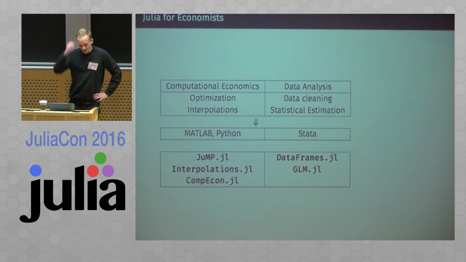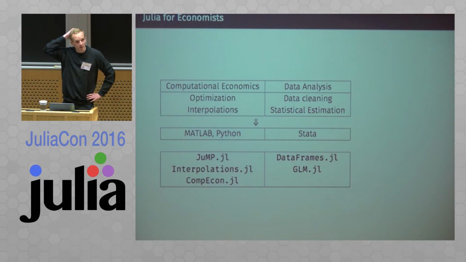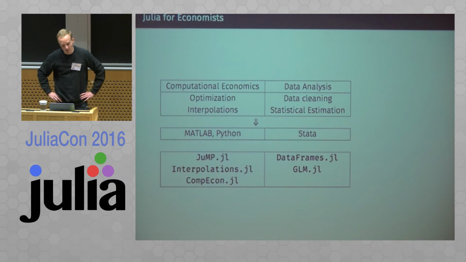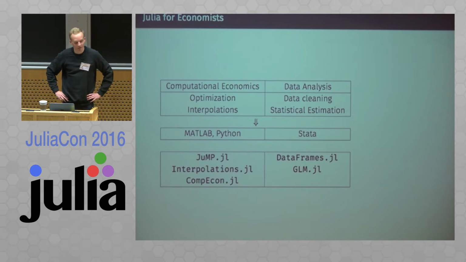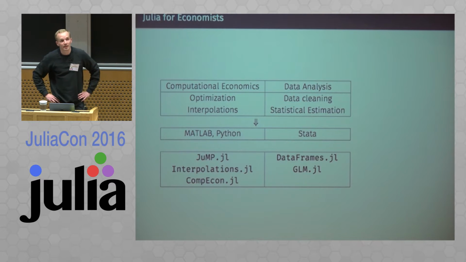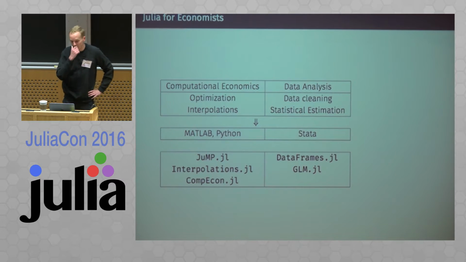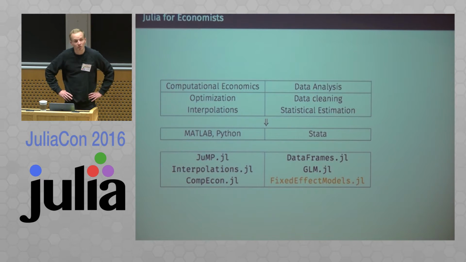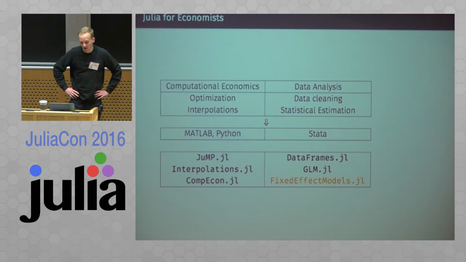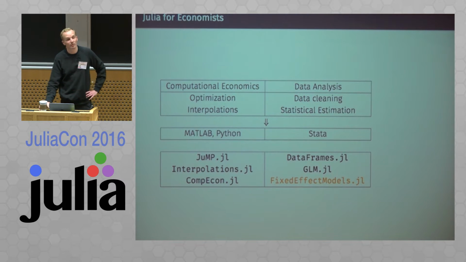You see that in computational economics, Julia has a lot of packages like JuMP, Interpolations, and CompEcon that are particularly suited for computational economics. But there are relatively few packages for data analysis. There's DataFrames and GLM. So what I started doing in my first project in Julia was a package to estimate models with high-dimensional categorical variables, which is the bread and butter of economists.